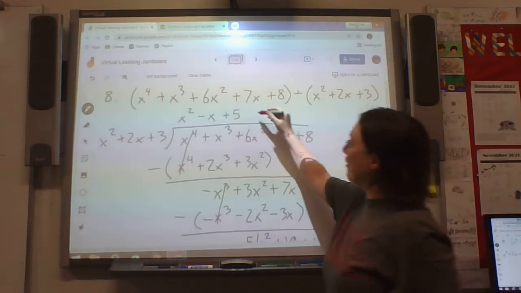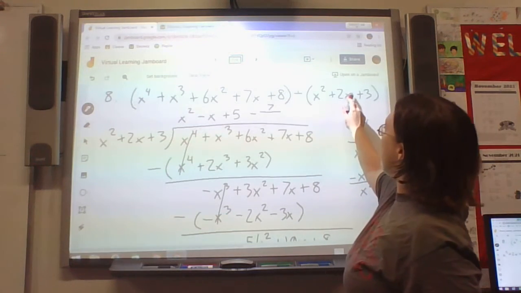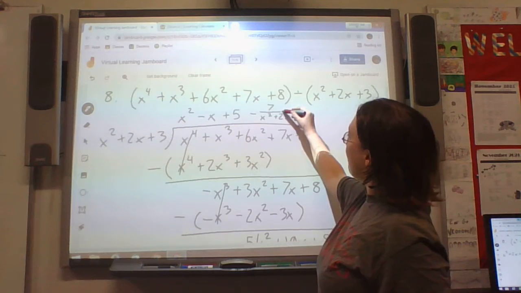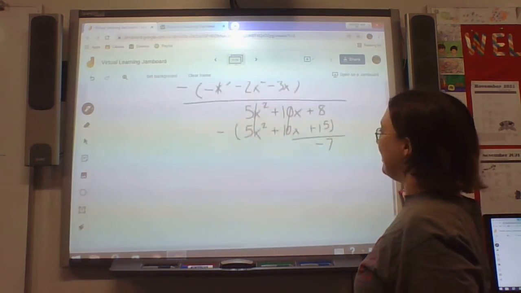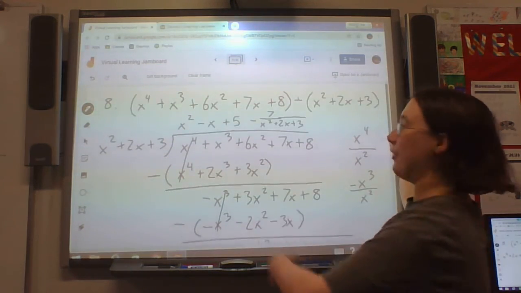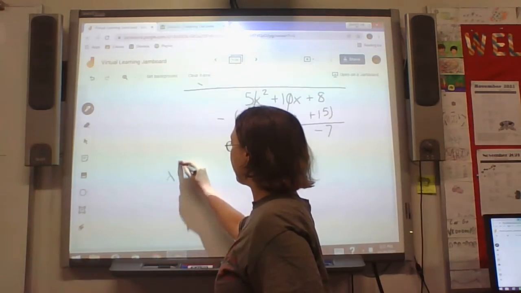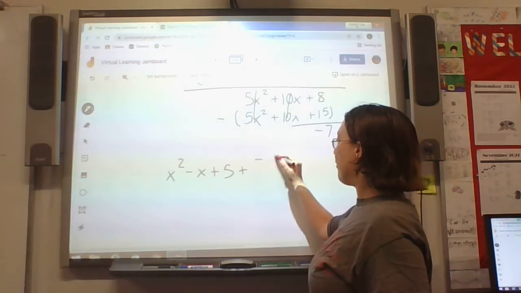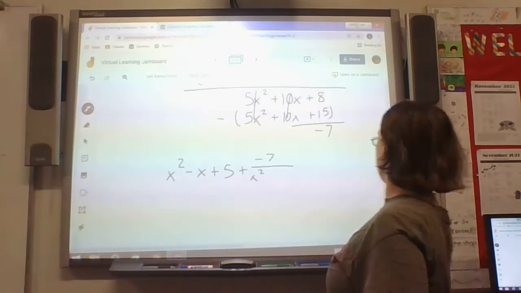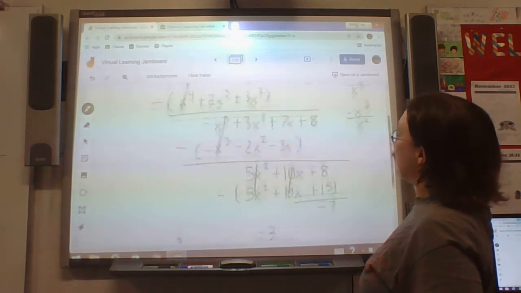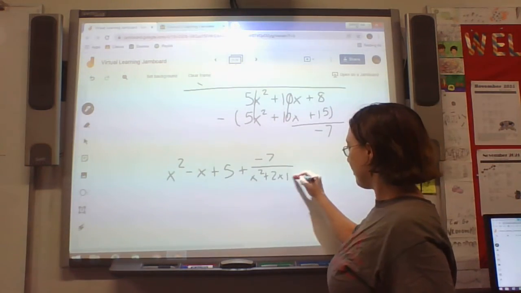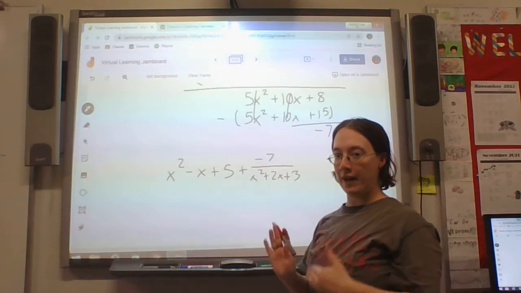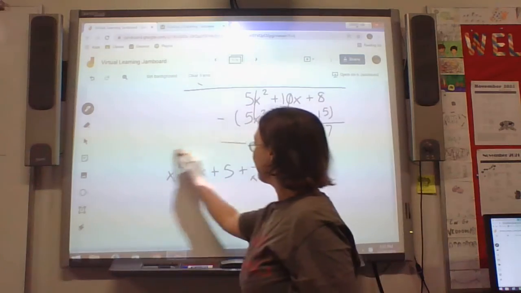So that negative 7 is going to come up here on top of the thing we were dividing by in the first place. Okay, so I'm just going to put that down there so it's a little bit easier to see. So we got x squared minus x plus that 5. And then either plus a negative 7 over that x squared plus 2x plus 3. So if you put that as plus a negative 7, that's fine. If you put it as a minus 7, that's fine. One or the other. Either one's okay.